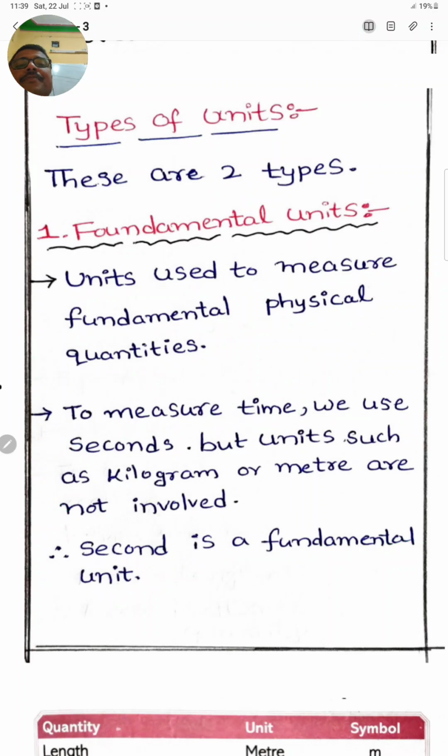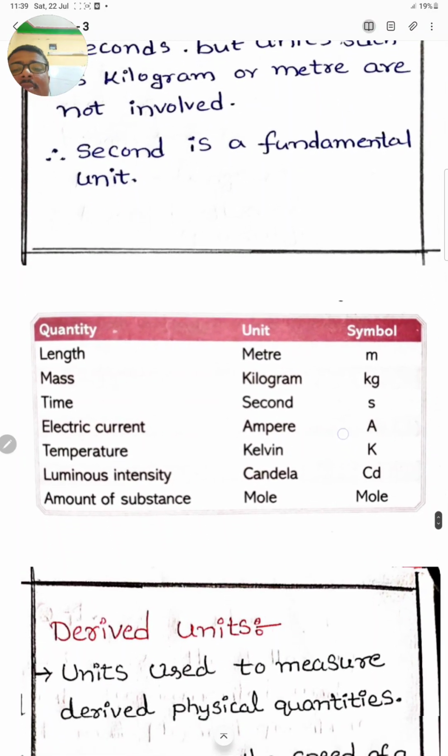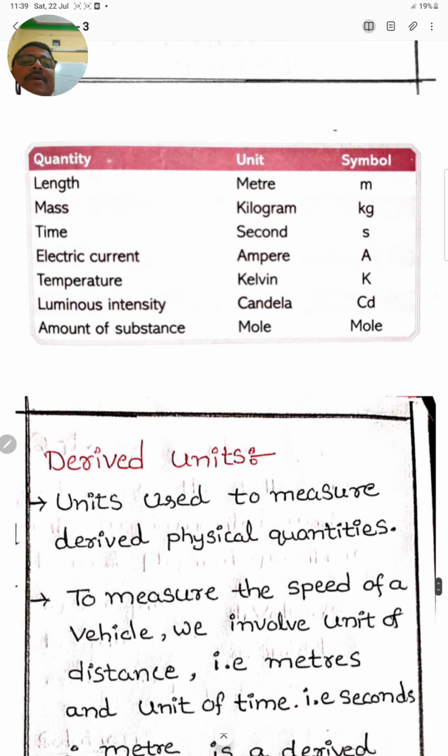Next, this is the important one, very important here. Total how many fundamental physical quantities are there? Total 7 fundamental physical quantities are there here.